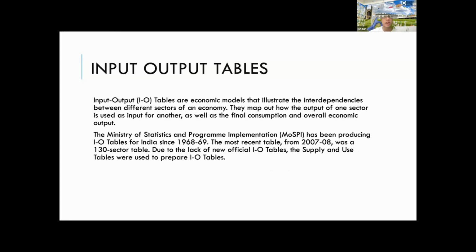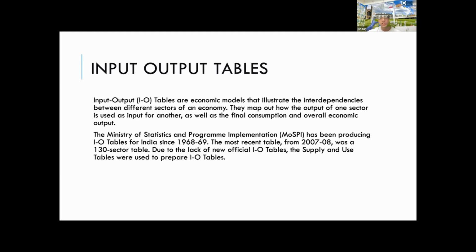Input-output tables are basically economic models that illustrate the interdependencies between different sectors of an economy. They map out how the output of one sector is used as the input for another, as well as the final consumption and overall economic output. The Ministry of Statistics and Program Implementation has been producing IO tables for India since 1968 to 1969. The most recent table was from 2007 to 2008. It was a 130 sector table.